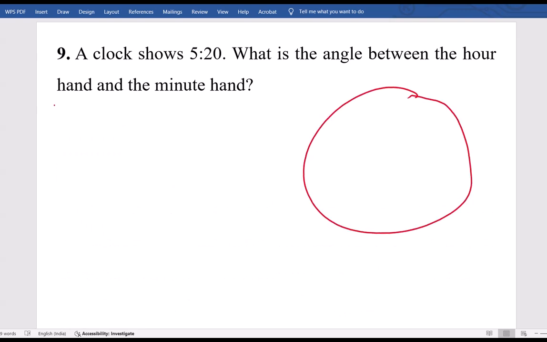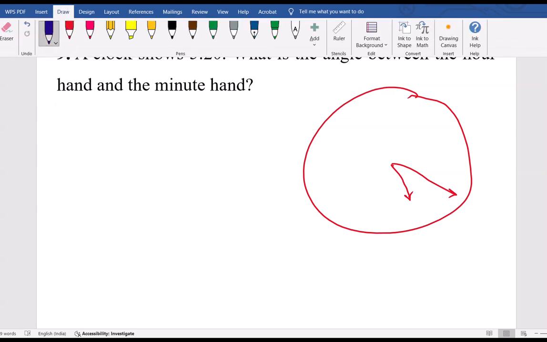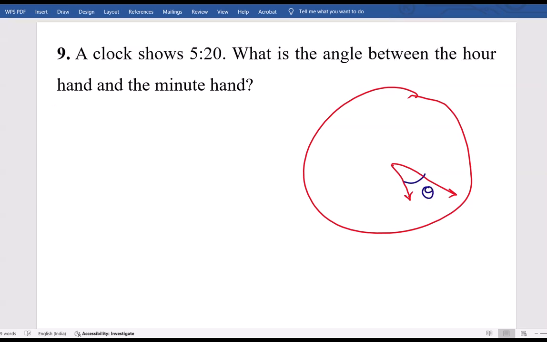Let's say the time is 5:20. You know, the minute hand is exactly at 4. The hour hand is slightly after 5. They are asking for the angle between these two. Is it 30, or 40, or what? We'll check. This is the angle they are asking about.